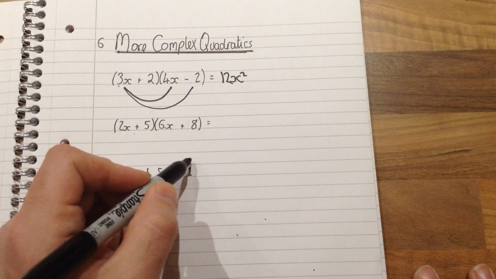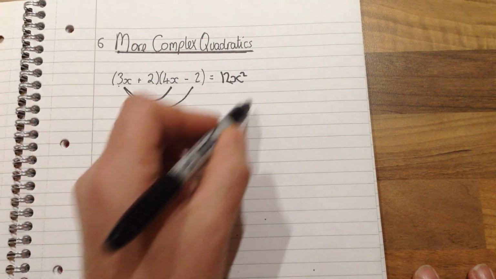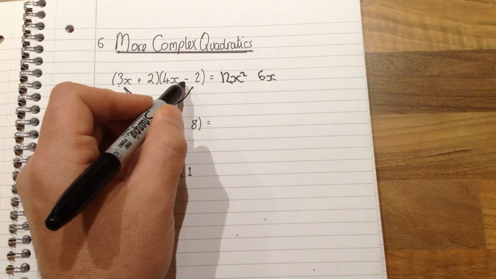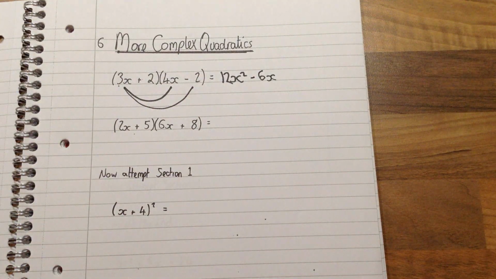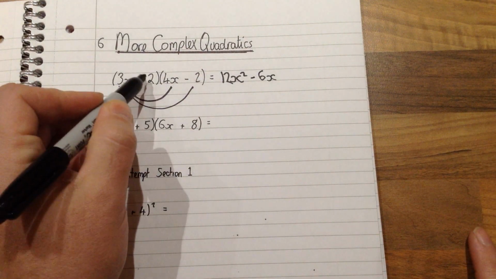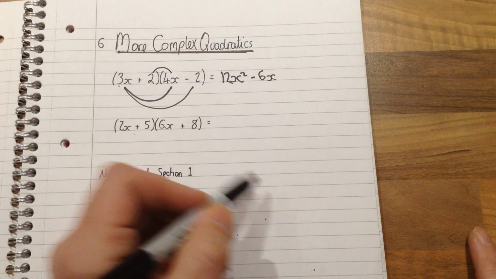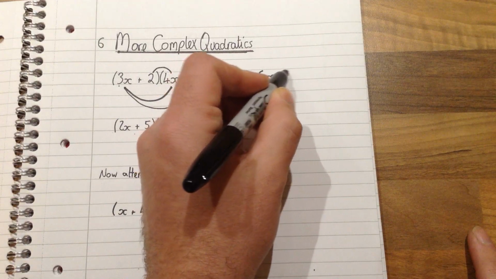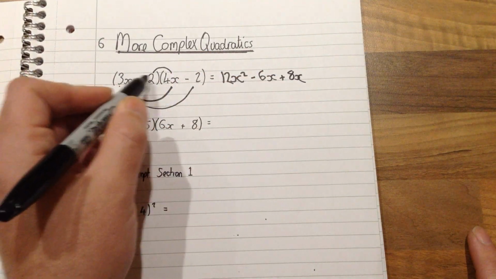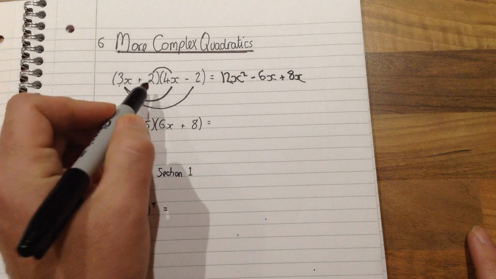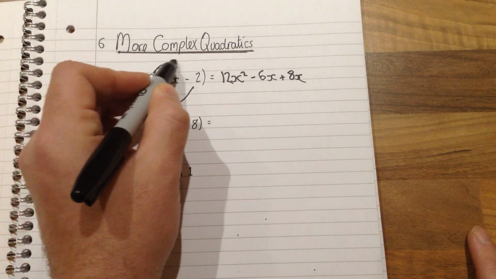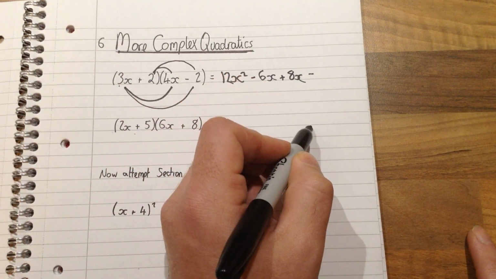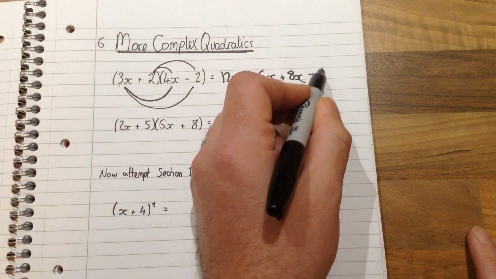3x times minus 2. Well, 3x times 2 would give us 6x, and because the symbol in front of the number is minus, it gives us minus 6x. We've then got 2 times 4x. Well, 2 times 4 is 8, so 2 times 4x gives us plus 8x, because we've got a positive in front of the 2. And then the final part, we've got positive 2 times negative 2. Positive times a negative gives us a negative, and 2 times 2 gives us 4.